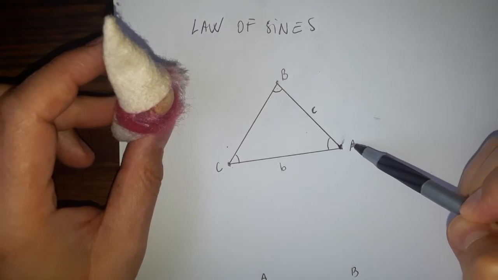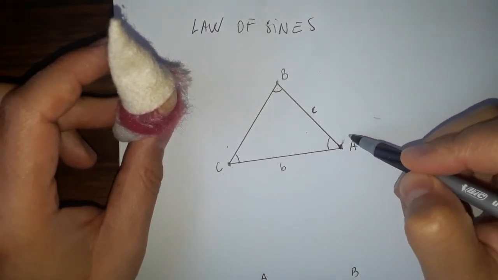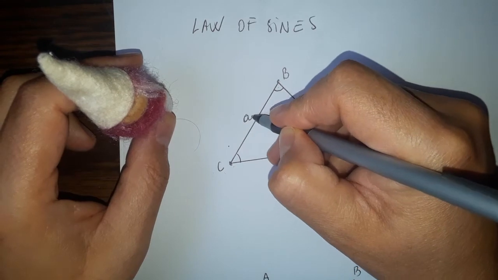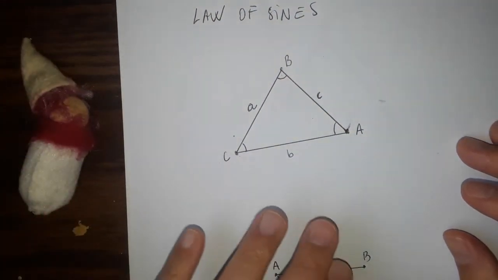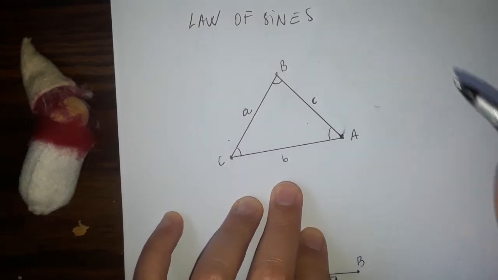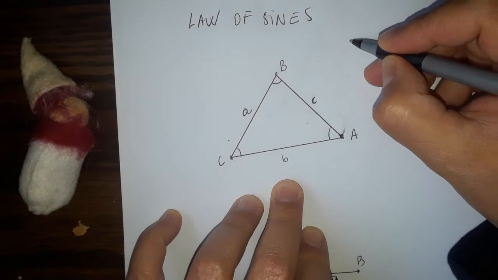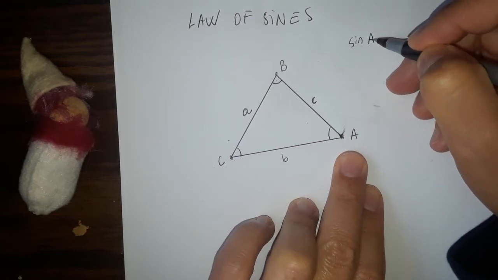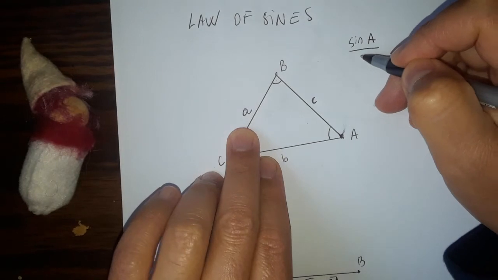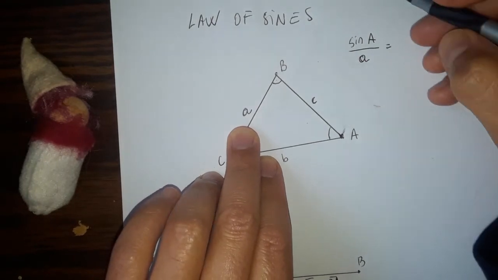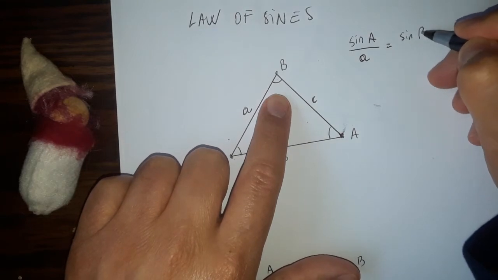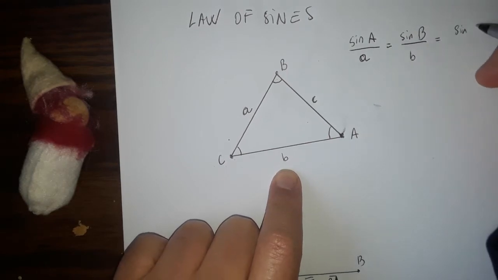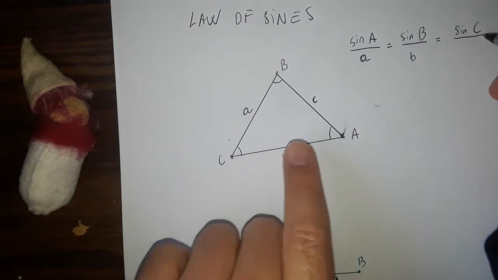So what would be the opposite side of angle A? It would be side a, right? Okay, so it's this one here. Okay, great. And then the law of sines says that the ratio between the sine of angle, let's start with A, the sine of angle A over its opposite side, which would be a, equals the sine of B over its opposite side, b, equals the sine of C over its opposite side, c.